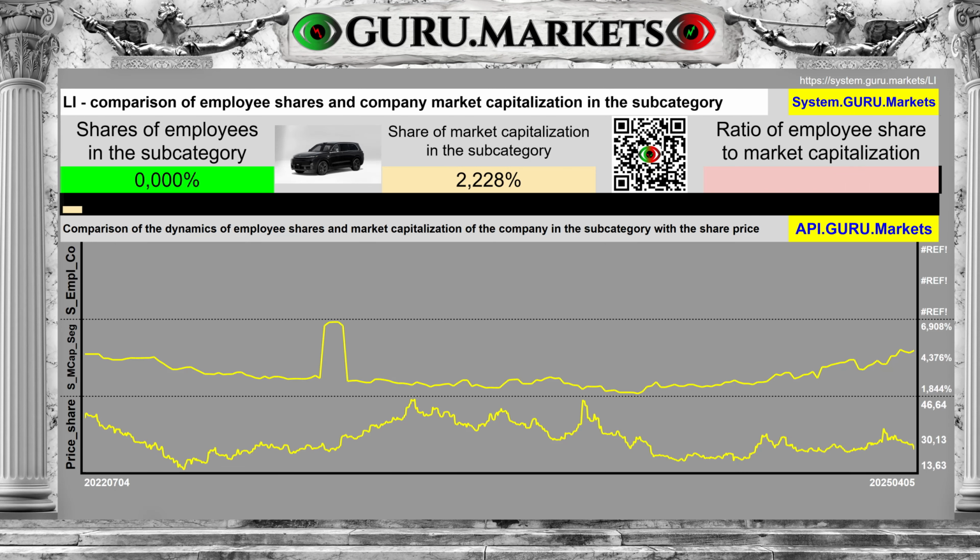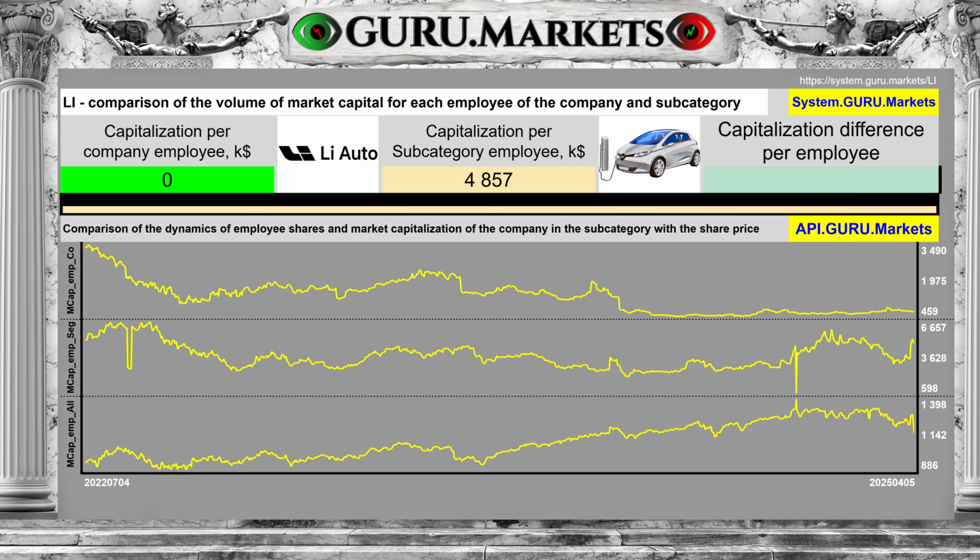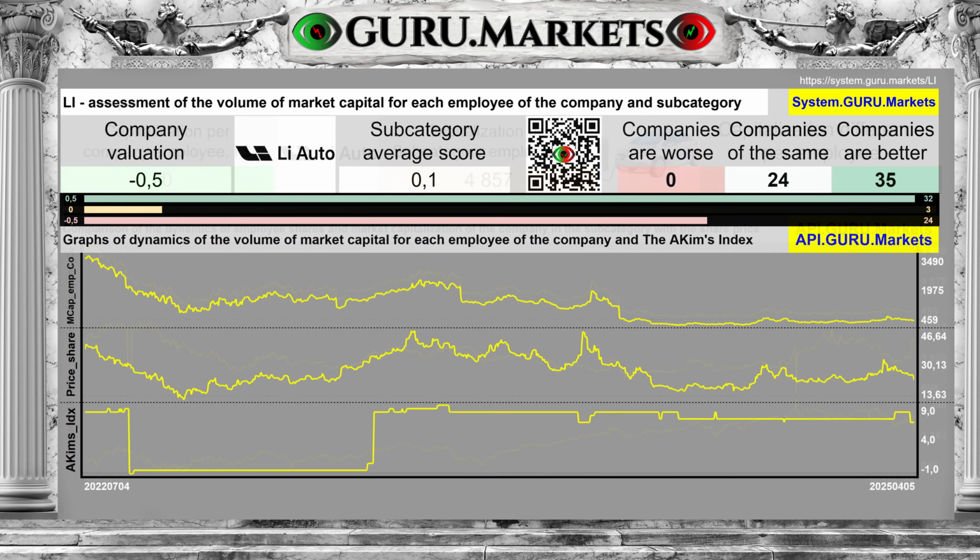The company's share in terms of the number of employees in the subcategory is 0%, which is less than its share of market capitalization. And this fact shows the current market price of the company, Li Auto Inc. The amount of market capital for each employee of the company is equal to $0,000, whereas for the subcategory, $4,857,000. The difference between the subcategory average and the company's performance is 100%. Estimation of the amount of capital per employee in comparison with indicators in the subcategory: tolerable, minus 0.5 points.